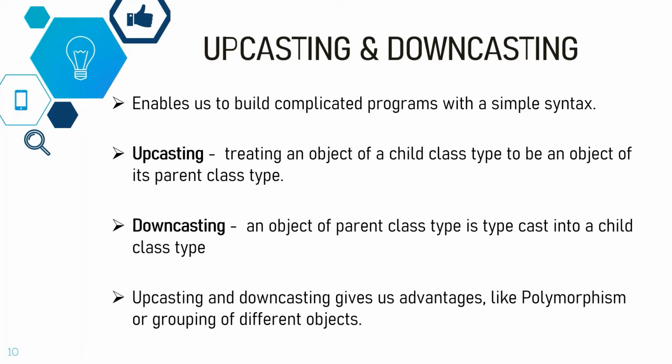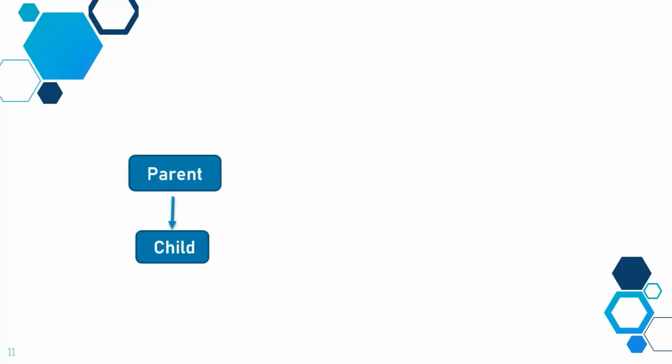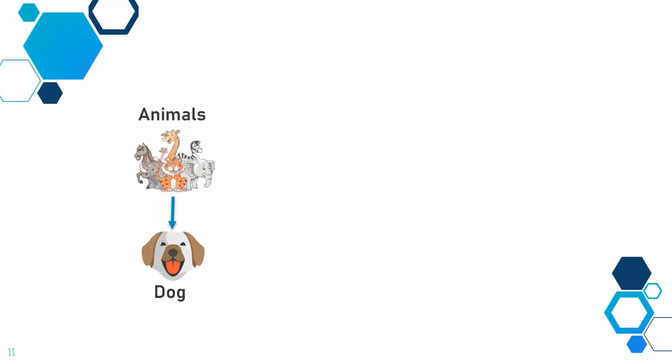So you might be wondering, why exactly are they called upcasting and downcasting? To answer this, it is simply because of the way that inheritance diagrams are normally drawn. We have the parent classes at the top and the child classes are down below the parent class. Now if we consider our example from the previous video of the parent class animal and child class dog.